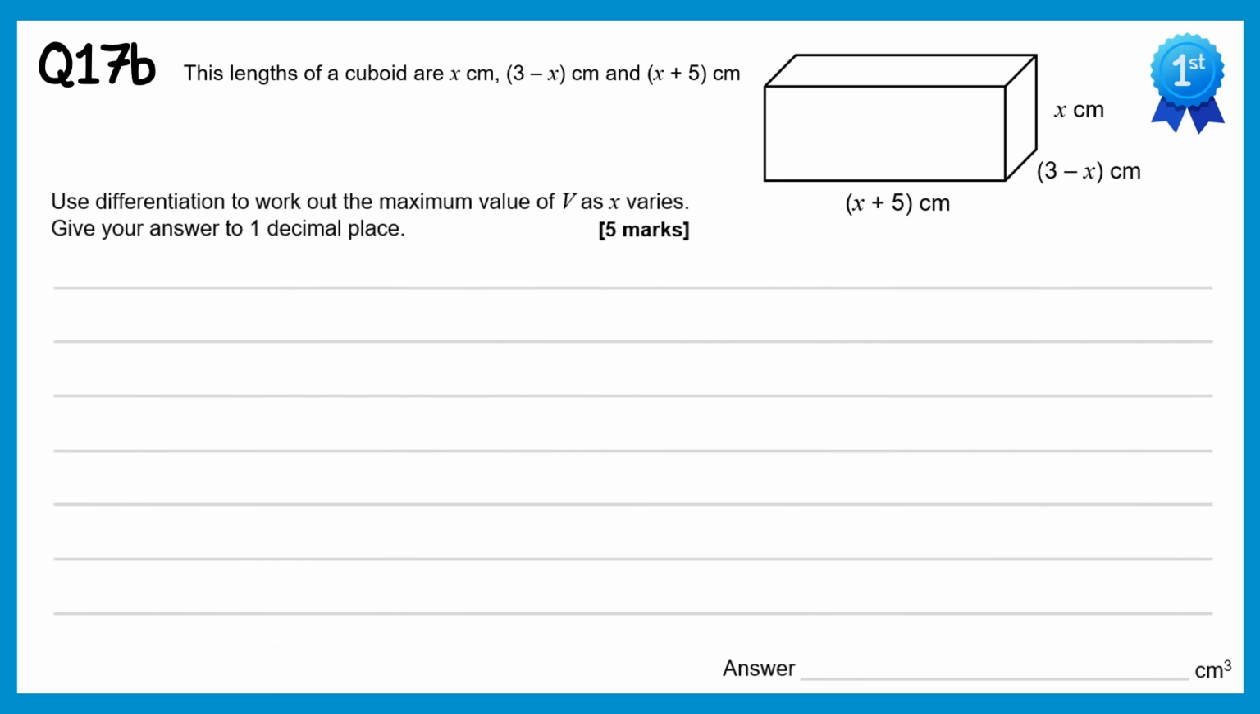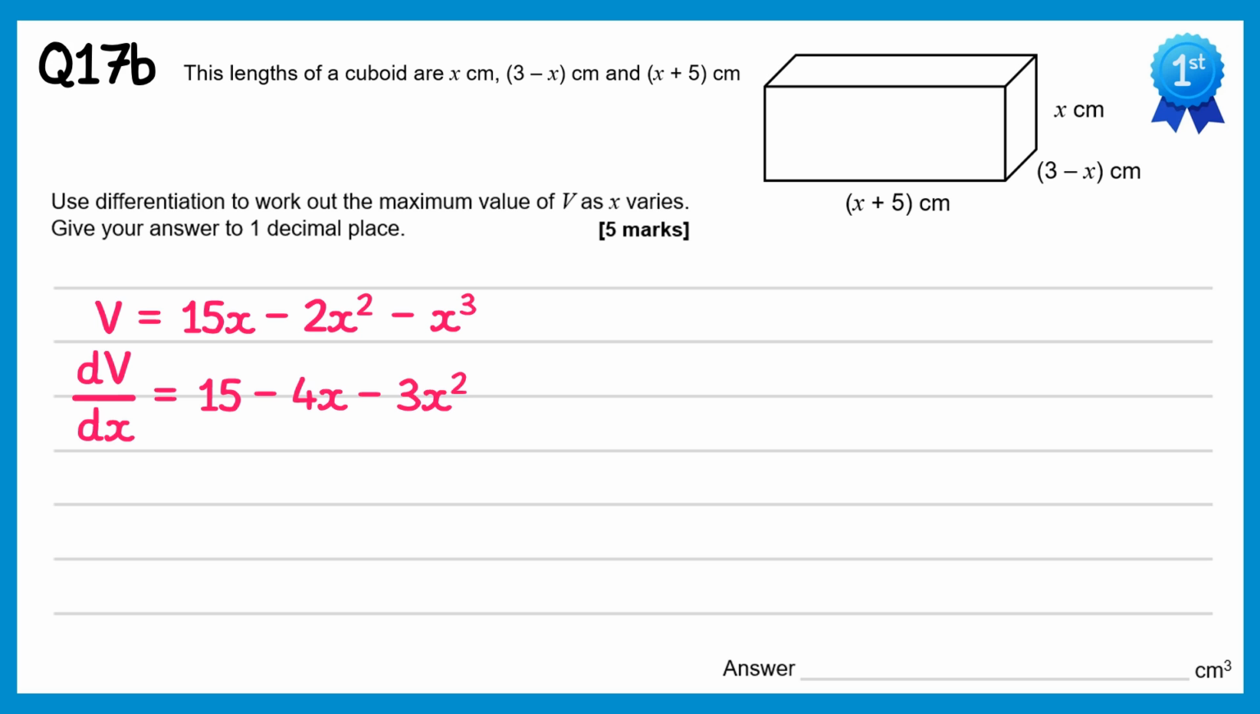In the second part of this question, we need to use differentiation to find the maximum possible volume. So we have the formula from the previous part that looks like this, and to find its maximum volume, we're going to do dV by dx. So if we differentiate this, the 15x will give us 15, we've got -2x squared, that will give us -4x, and the -x cubed will give us -3x squared. So we've now found dV by dx.